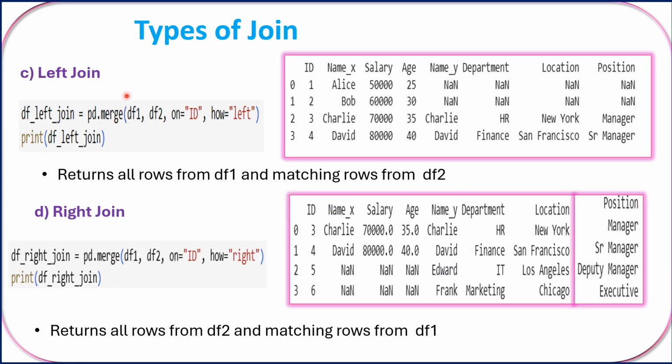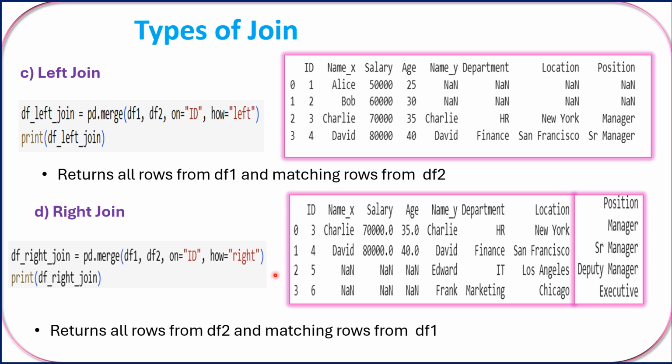Let us check the left and right join. So left is actually prioritizing the first data frame. So IDs 1, 2, 3 and 4 are given here, and all the name X, salary and age are available. Coming to the next data frame details, name Y, department, location and position, other than ID 3 and 4, the remaining will be NaN as we observed in the outer join.